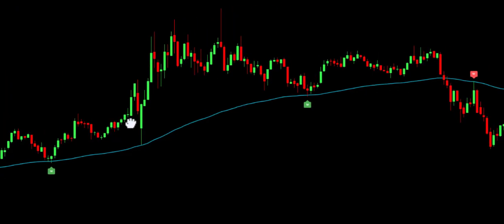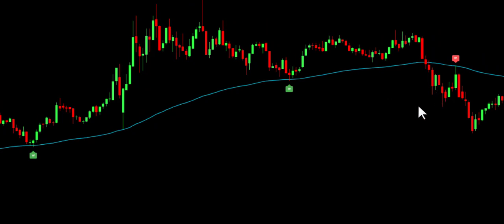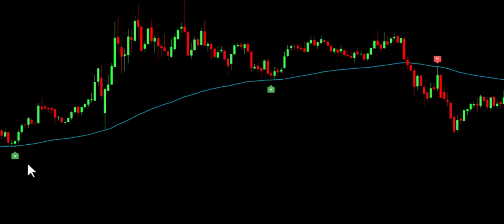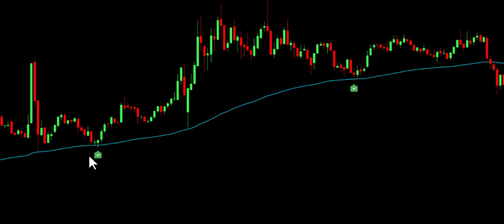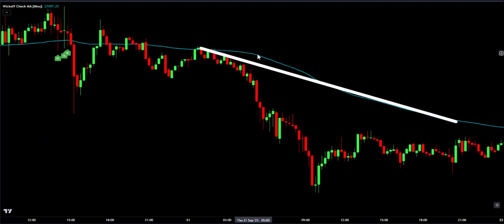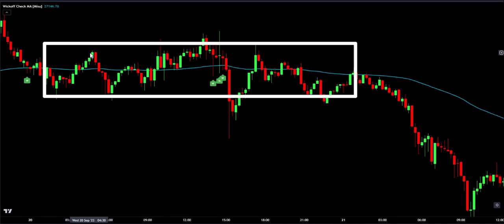How we are going to use this indicator is that the Wyckoff label will stand for buy and sell signals. With this, looking at the indicator, you will see that it provides many false signals. So how we're going to use it is that first we need to identify the trend. Another way to identify trend using this indicator is that when the moving average is below the price, this indicates an uptrend, and when the moving average is above the price, this indicates a downtrend. And if the moving average is flat and price is moving zigzag around it, this indicates that price is ranging.